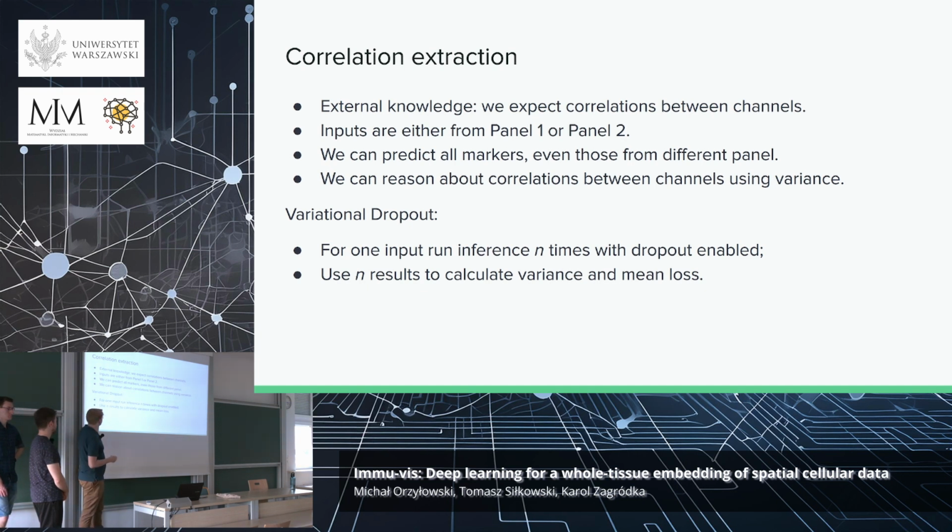This variance can be measured by a variational dropout. So we take some input, we enable dropout in the model so that the output is not deterministic. We compute 50 or so samples, and then we use those 50 samples to calculate the variation. We get a sort of empirical distribution of the output, and we calculate variance out of that.